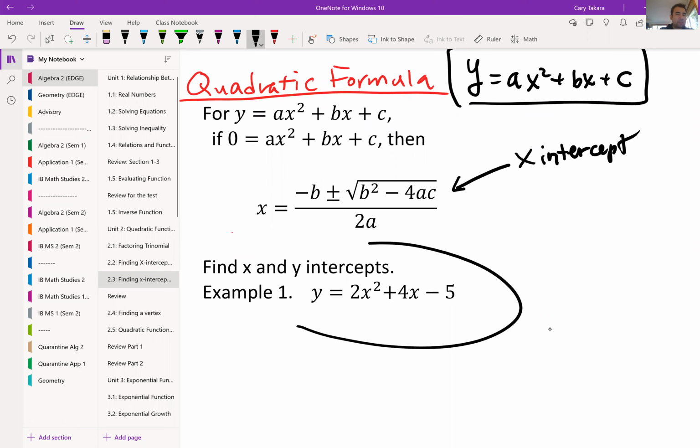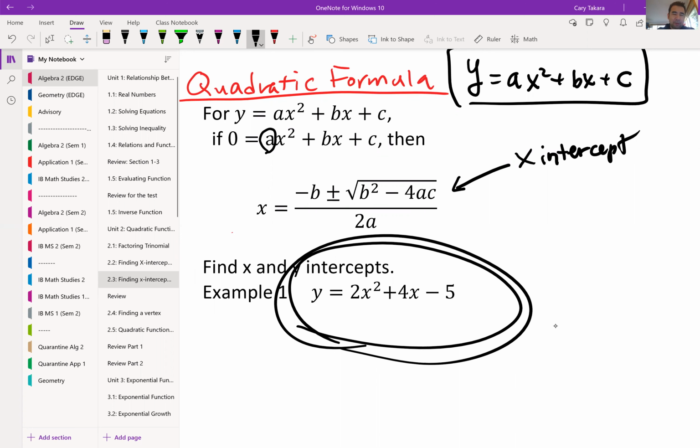So here's example number 1. The first step is let's identify what A, B, and C are. Now remember, oftentimes when I ask students what's A, what's B, and what's C in this equation, I get, well, A, B, and C are, what do you call it? Coefficient.